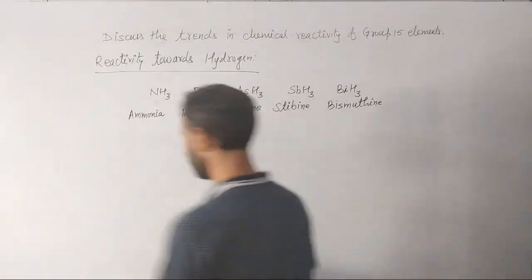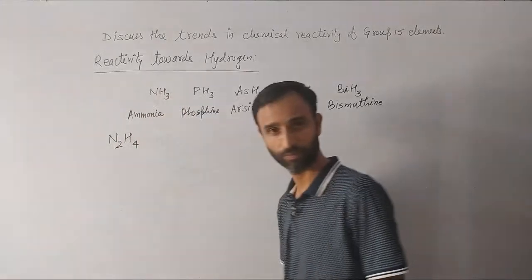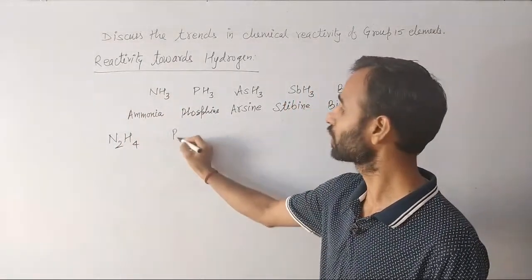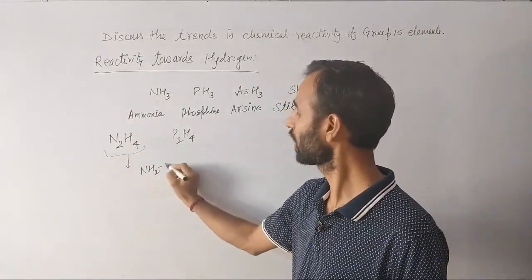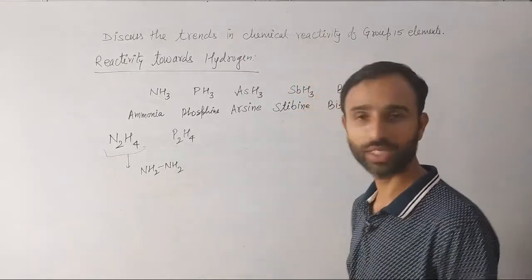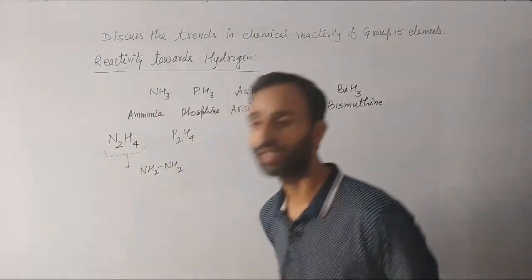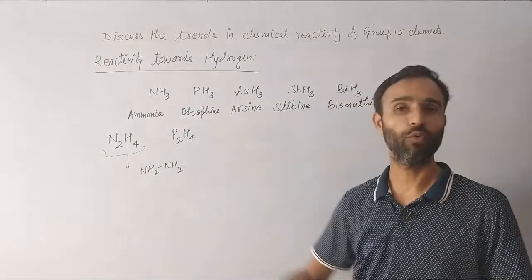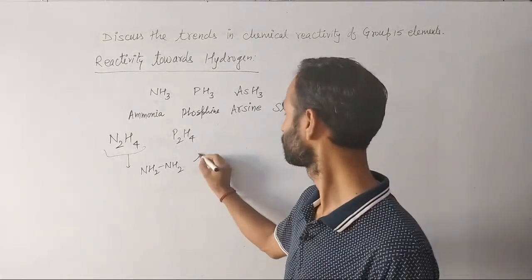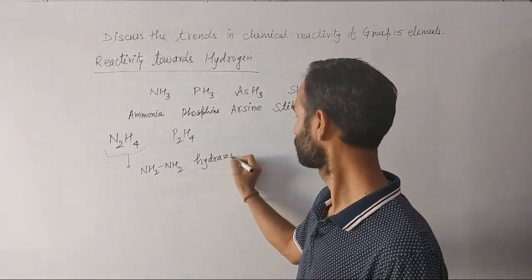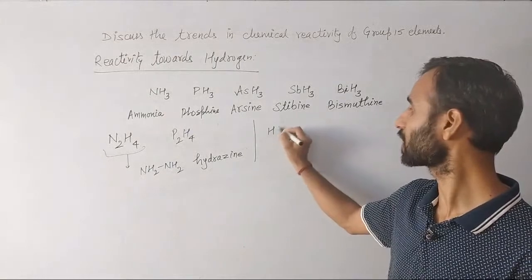Now let us discuss their different properties. At the same time, nitrogen can form N2H4, phosphorus can form P2H4. What is the name of N2H4? It is NH2NH2. Yes beta, what is the name of this compound? NH2NH2. What is the name of this NH2NH2? This is called hydrazine. And at the same time, nitrogen can form a special type of hydride.